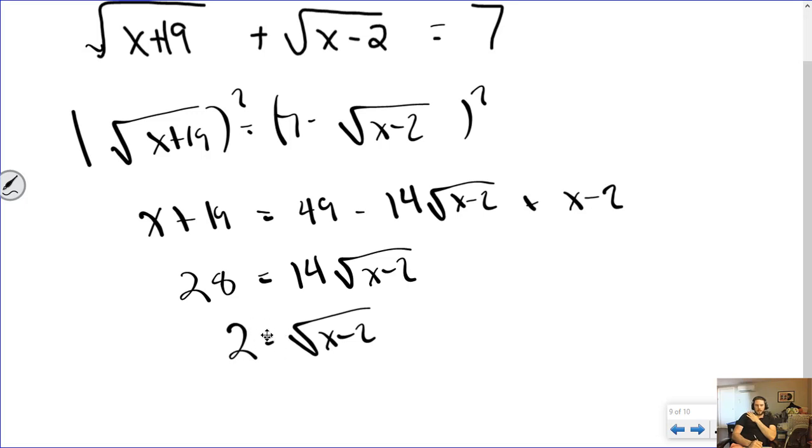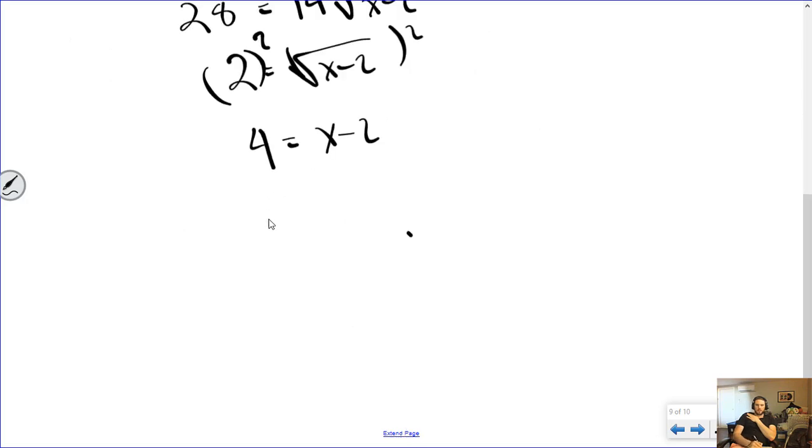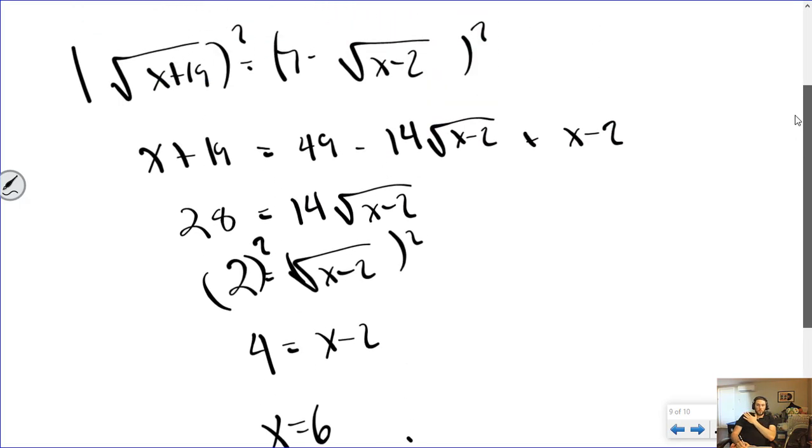Now again, I isolated my radical, so now let's take the square of both sides. So 2 squared, that's easy enough, that's just 4. And the square root of x minus 2 squared is x minus 2. So now if I get x by itself, I add 2 to both sides, and I get x is equal to 6. So only one answer this time.